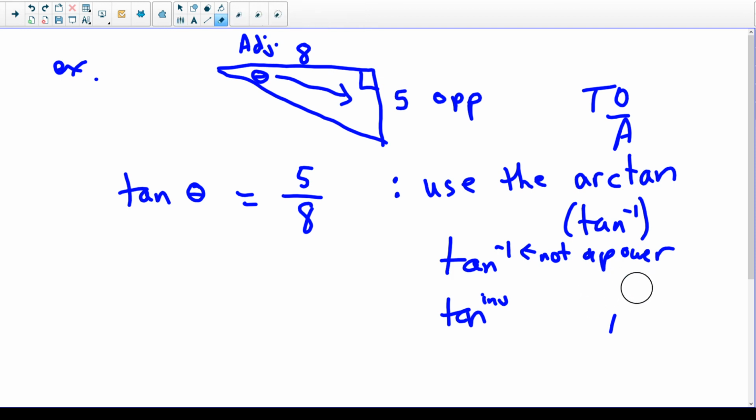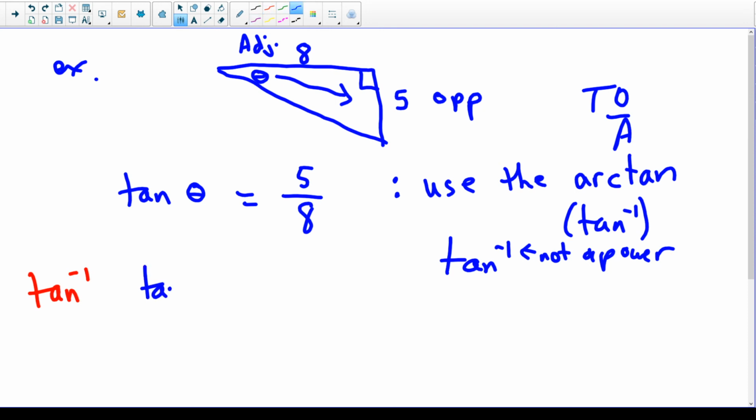So how does an inverse function behave? When you put an inverse function in front of a function, what does it do? And whatever we do on one side of the equal sign, we also do on the other side of the equal sign.